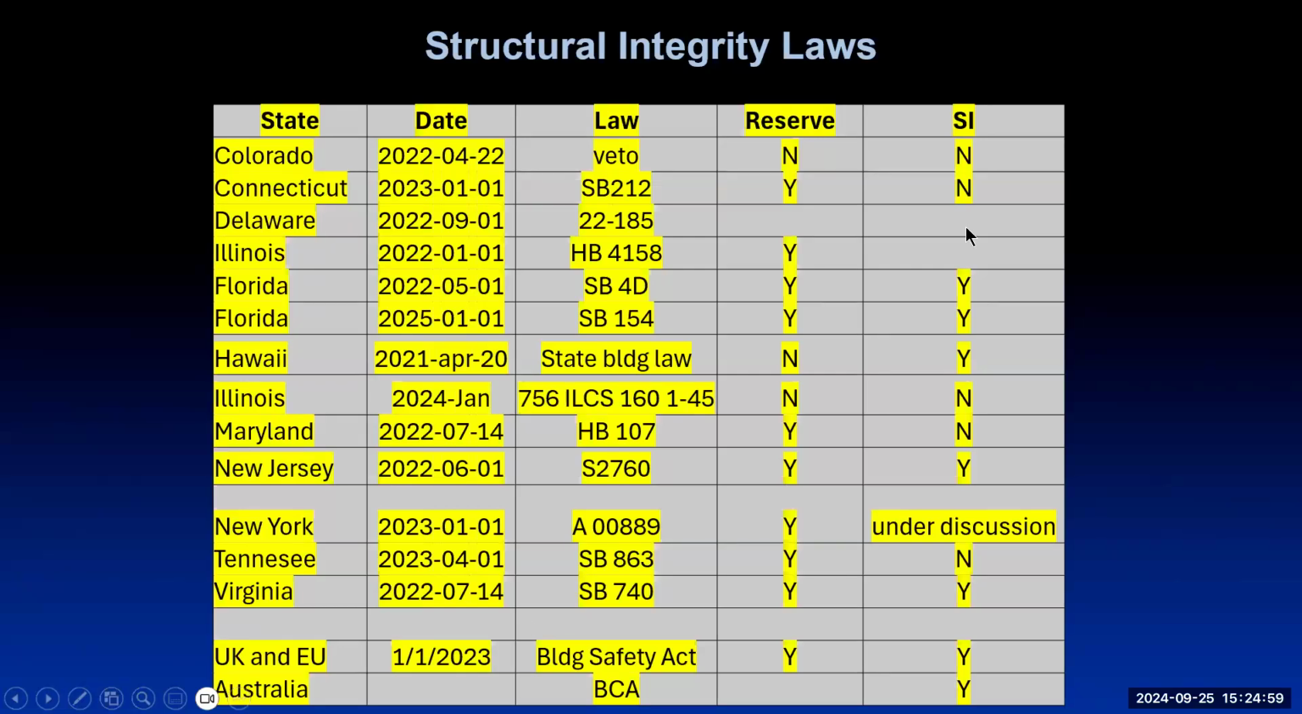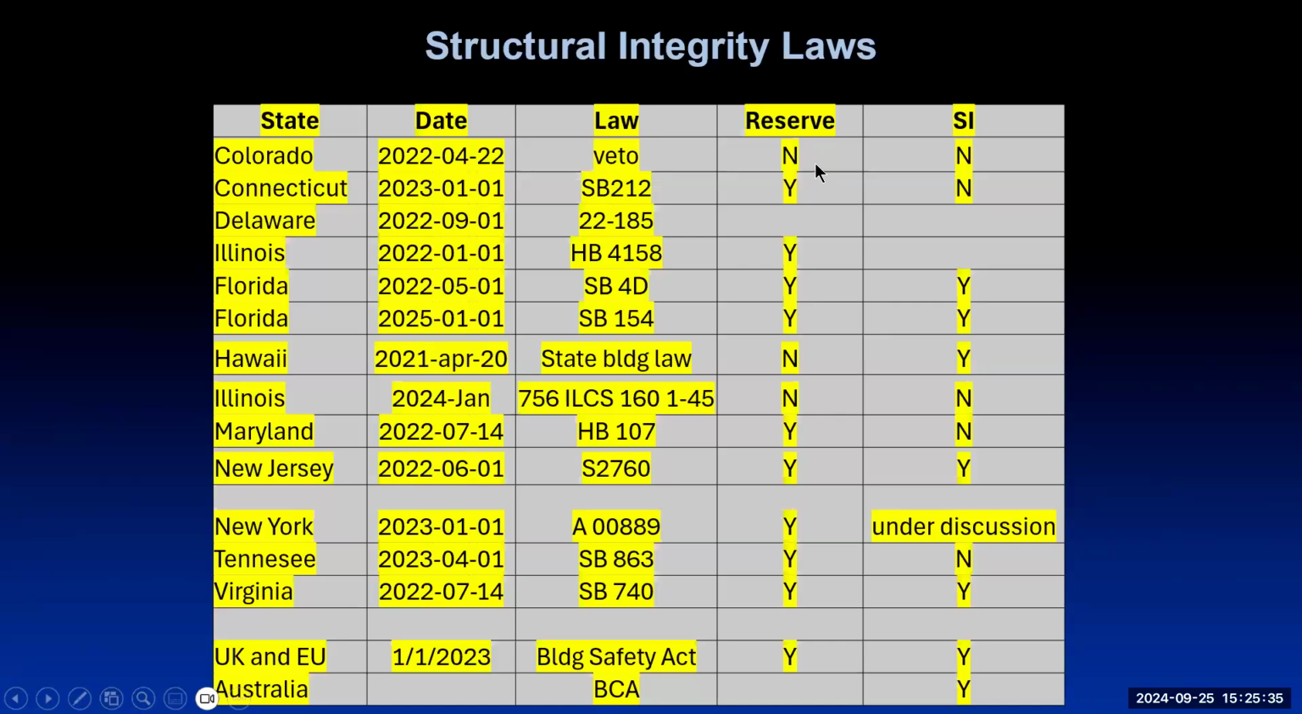Now, I've also said here, what have we got? Have we got a structural integrity requirement? That's this column on the right here. Have we got a reserve requirement? In other words, it's possible to have a law which says we must have structural integrity. But if there isn't the money to do what's necessary, then you've got a problem.